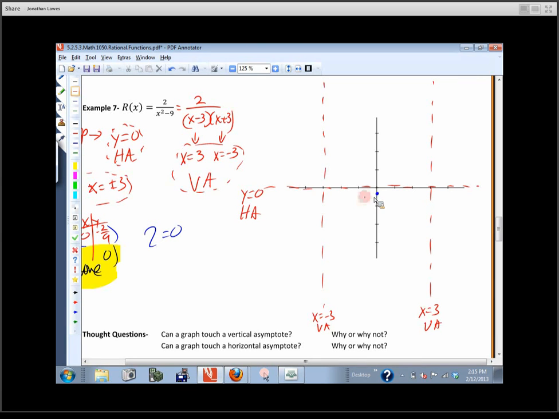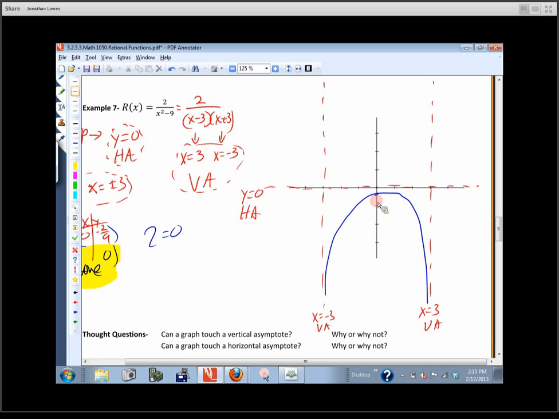Because if the graph goes through here, whoops, can it go up? No. On either side? Nope. So its only choice is it's got to go down. So it's got to look something like this. When you hit a vertical asymptote, you either go up or down. This one has to go down because we've got a point below the x-axis here.